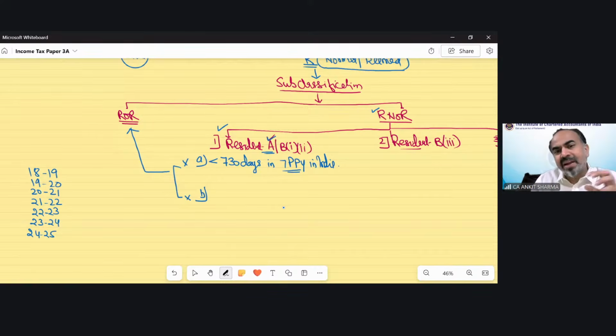So in aggregate in these 7 preceding years, our current previous year is 25-26. On the basis of this, we find out whether you are a resident or not. But for finding out whether you are a resident and not ordinary resident, we have to consider only the 7 preceding previous years. If in these 7 preceding previous years you are in India for less than 730 days, you will become a resident and not ordinary resident.